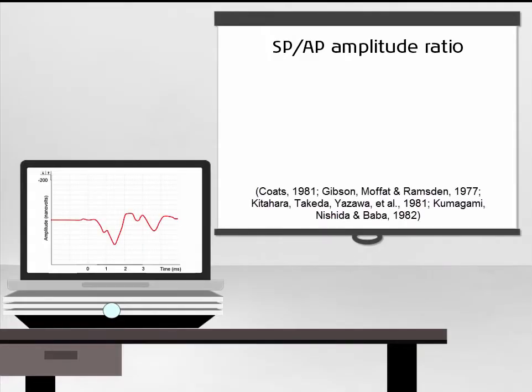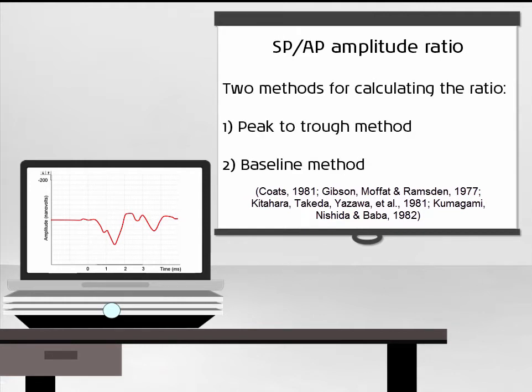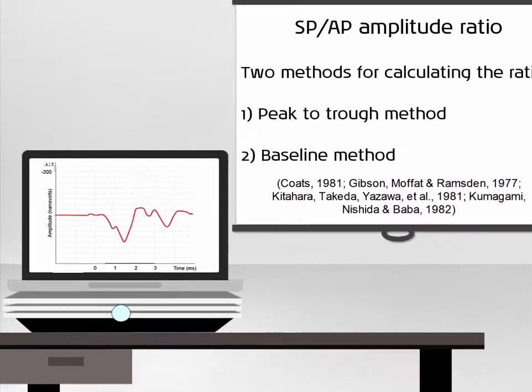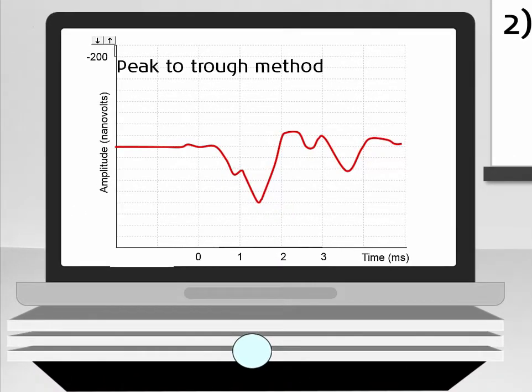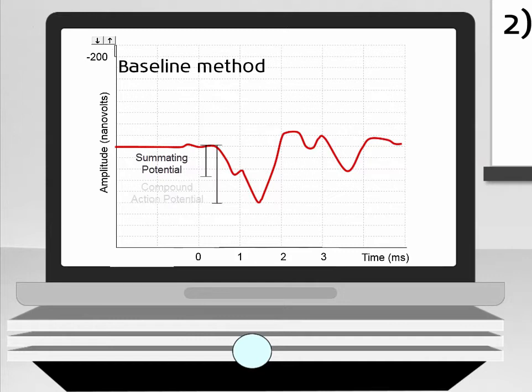In the 1970s, reports in the literature described that the SP-AP amplitude ratio could be used to assist clinicians in the diagnosis of endolymphatic hydrops, a feature of Meniere's disease. There are two ways in which the SP-AP ratio can be calculated, and both methods are available in the Eclipse software. The peak-to-trough method measures the peak-to-trough amplitude of the summating potential and compares this to the peak-to-trough amplitude of the action potential, whereas the baseline method looks at the ratio between the amplitude of the baseline to the summating potential and compares this to the amplitude between the baseline and action potential.